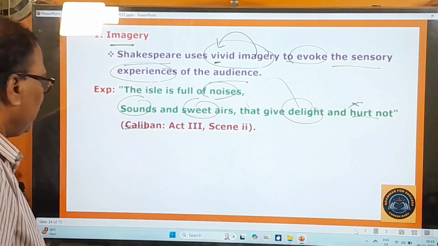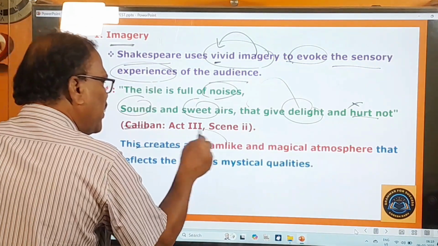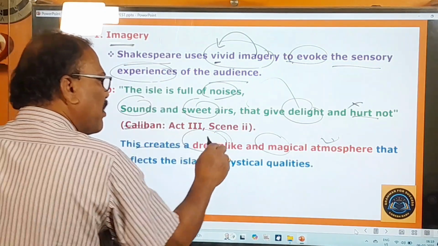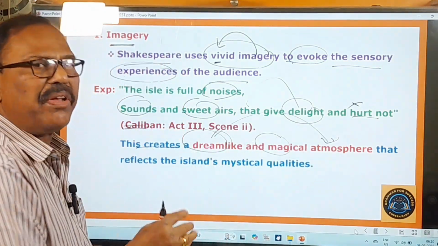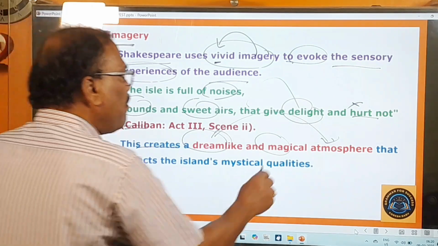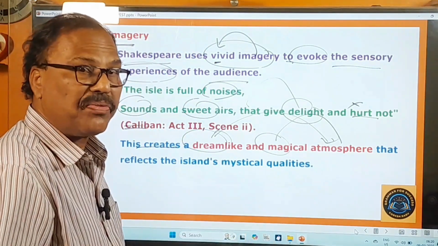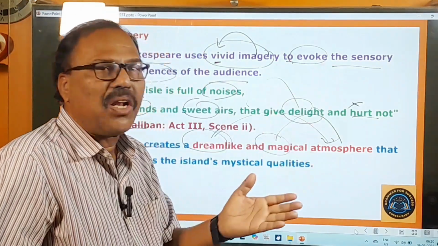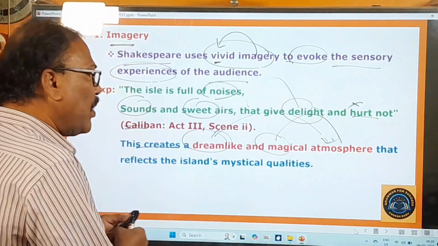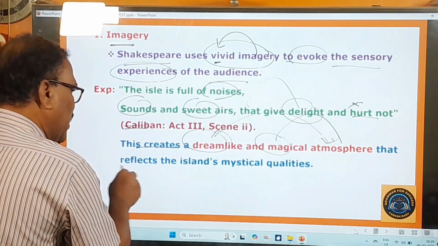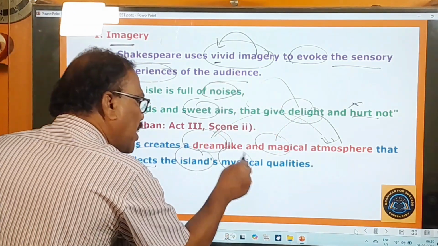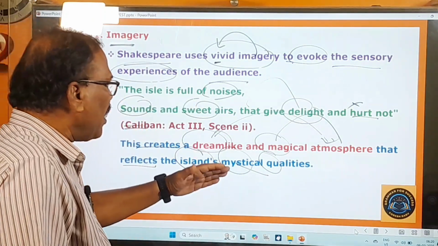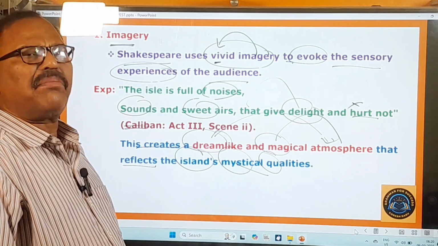Because this creates a dreamlike and magical atmosphere. Because these words create what? Some kind of dreamlike atmosphere. Dreamlike means a very beautiful atmosphere. And magical atmosphere, supernatural atmosphere, on that island. That's why the readers will be reading the drama with rapt attention. And what is this atmosphere reflecting? It is reflecting the island's mystical qualities. Okay, and this atmosphere will tell you about the mystical nature of the island.